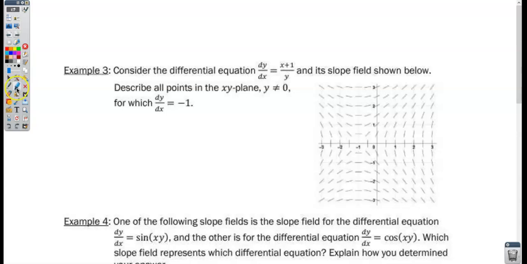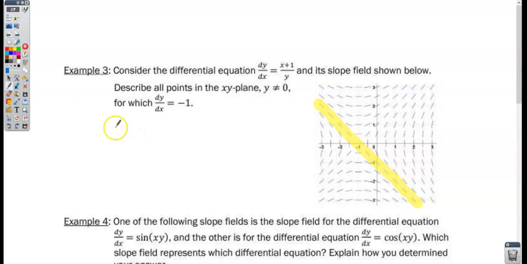All right, so the first thing I did here was I looked at the slope field and I went, okay, let's see, where are the slope lines -1? And I find them right here. So it appears that all of those slope lines with a slope of -1 are on the same line. And so we can describe all the points in the plane where y doesn't equal 0, so everything except for where that hole is in the graph, for which dy dx equals -1. Now how do we describe those?